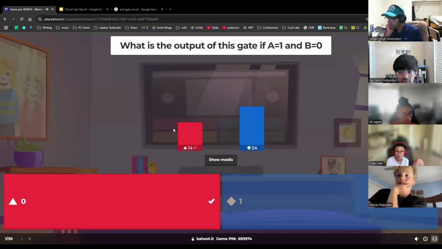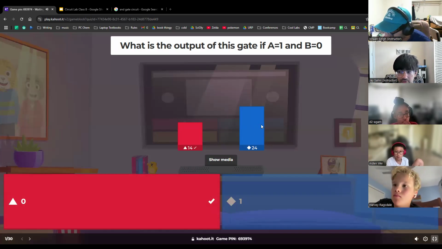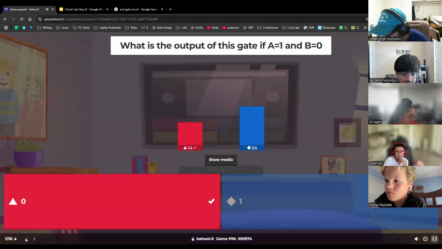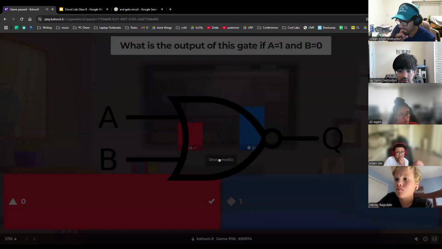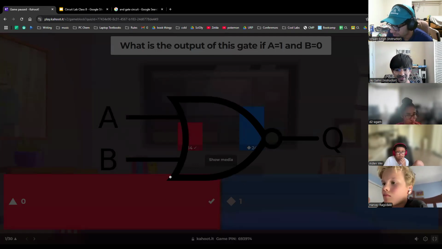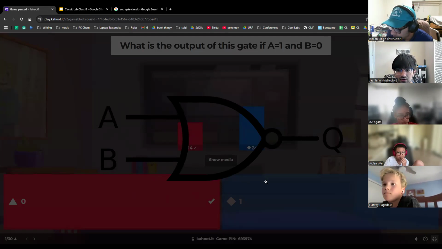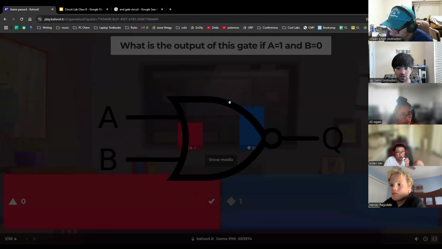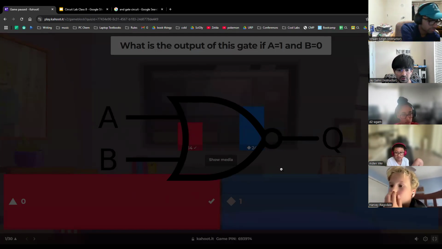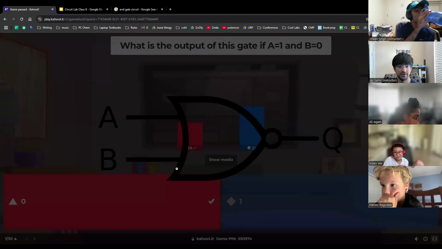Oof, okay. So that was a NOR gate, right? This drawing kind of sucks, but this is our OR gate, but inverted. So this is our NOR gate. Our NOR gate is just an inverted OR.